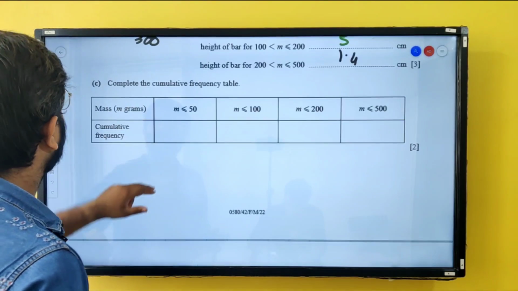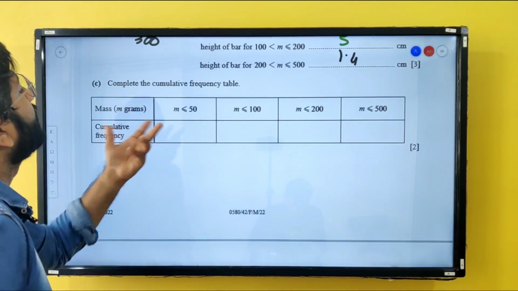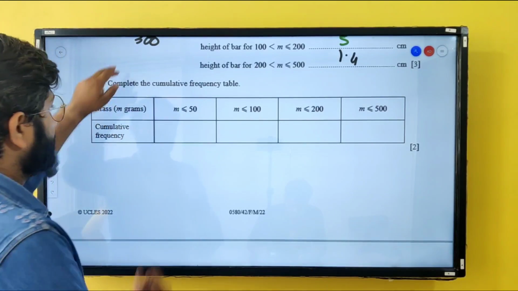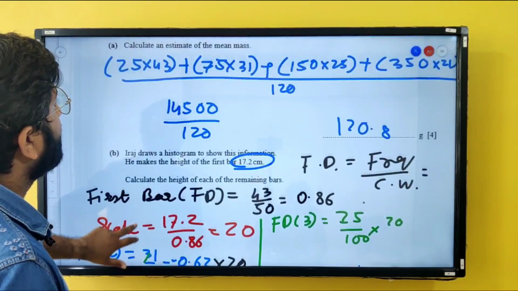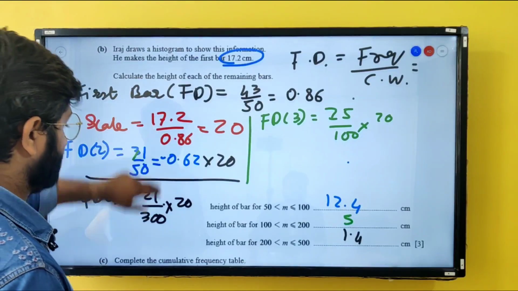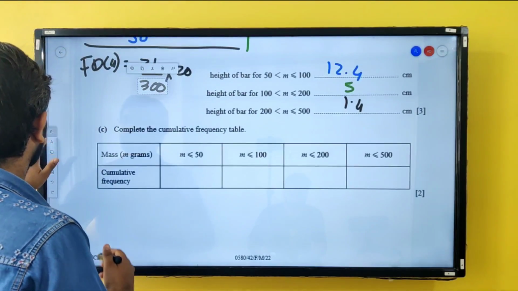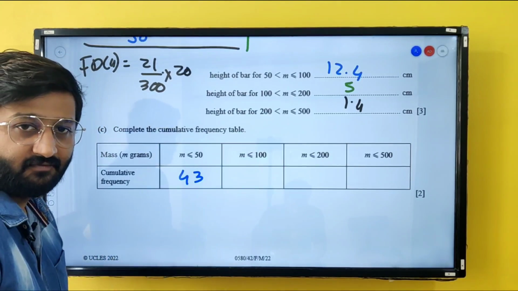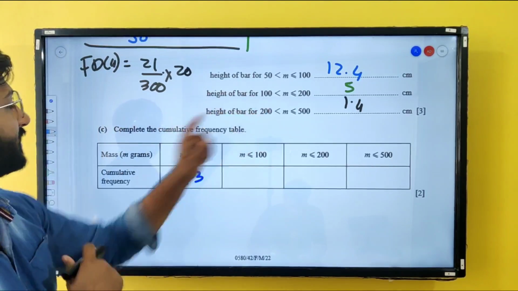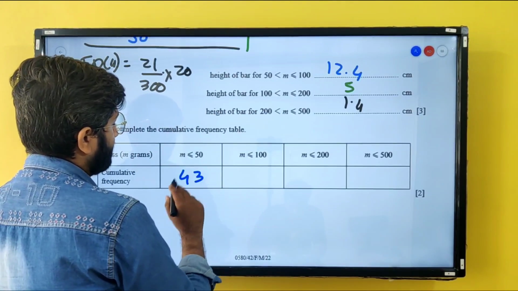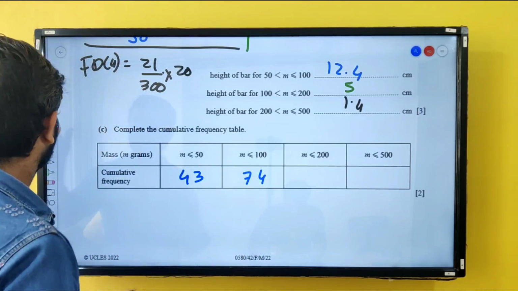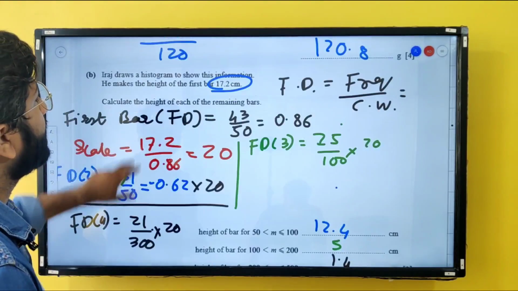Next question. Complete the cumulative frequency table. Okay, so we are supposed to complete the cumulative frequency table. So mass less than 50, I think the frequency is 43. Right? For mass less than 100, we'll have to add 43 plus 31. So 43 plus 31 is going to be 74. Next, you have less than 200.